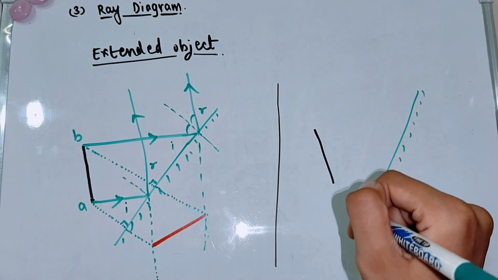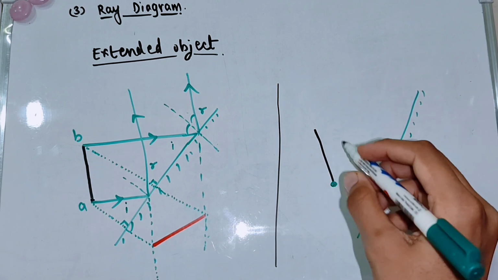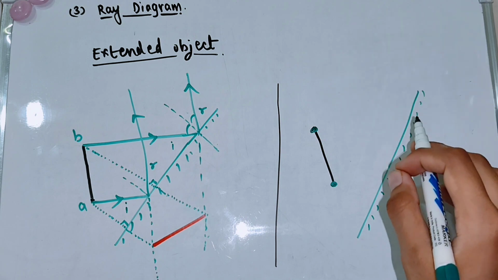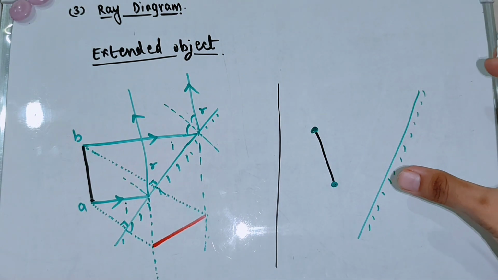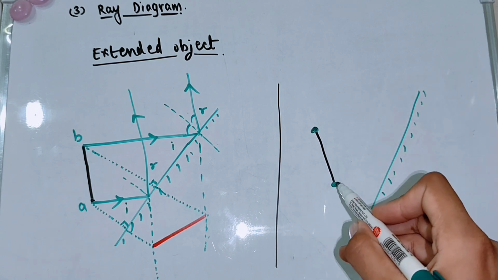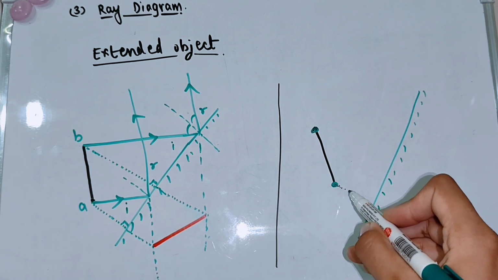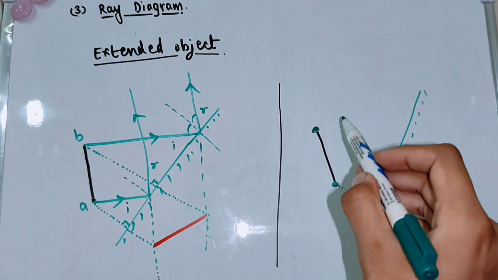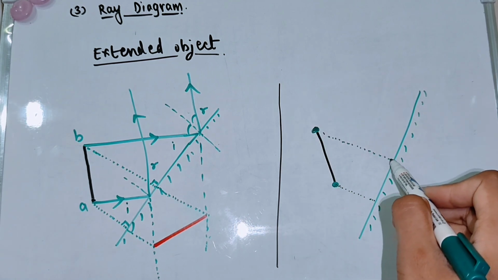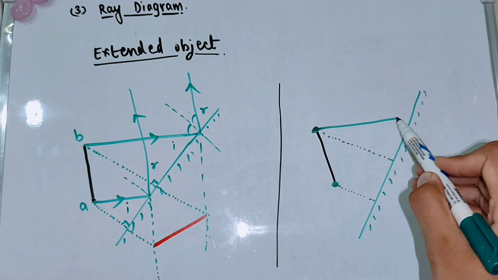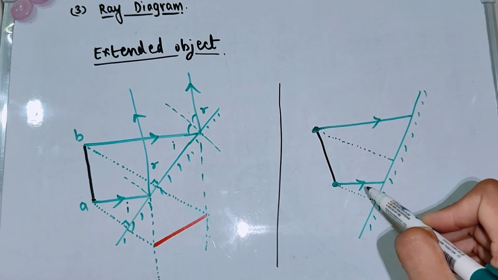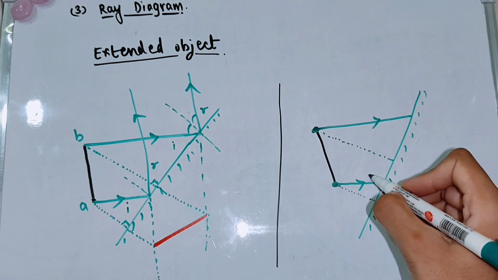So the trick here is to take the corner of the object and do the same as we did for a point object. So I'm going to do the exact same thing, but I'm just going to do it for the corners of the object. So drop a perpendicular, the same, drop a perpendicular, and then show a ray of light. Now draw the normal.